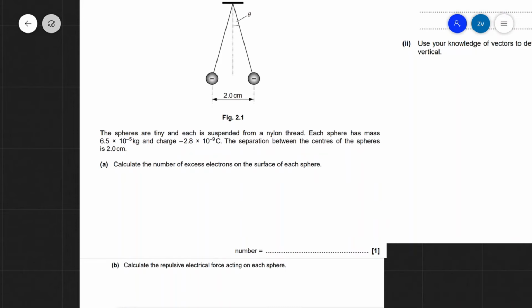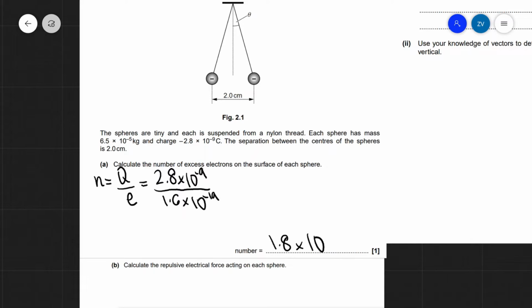So remember, the number of excess electrons is equal to the total charge divided by the electron charge. So the charge on each of those spheres is either plus or minus 2.8 times 10 to the power of -9. And we're going to be dividing that by the electron charge, which is 1.6 times 10 to the power of -19. And if we put that into a calculator, up to two significant figures, we're going to get 1.8 times 10 to the power of 10 electrons. This is quite a large number, so it's probably correct. Right, moving on to the next one.